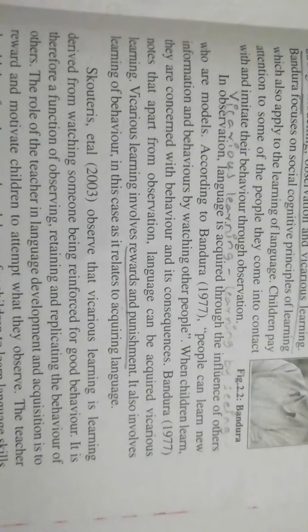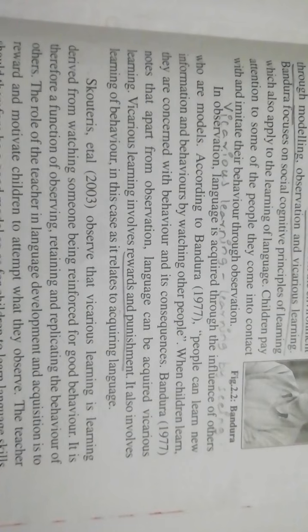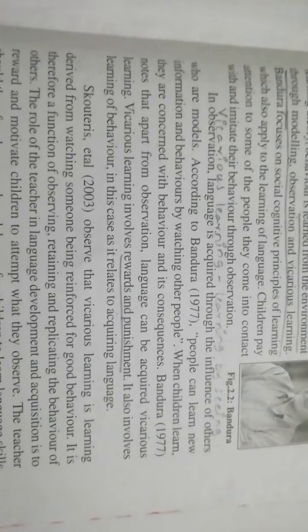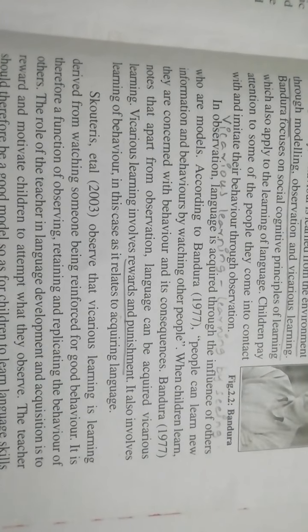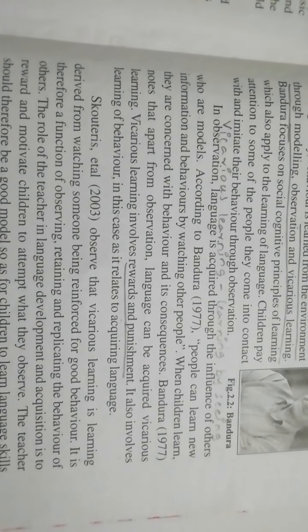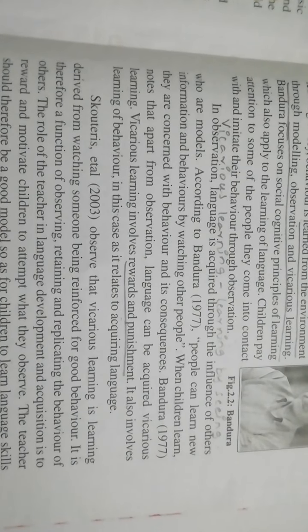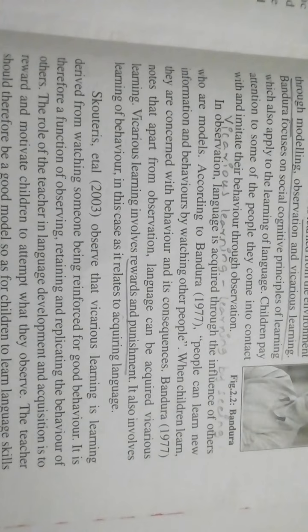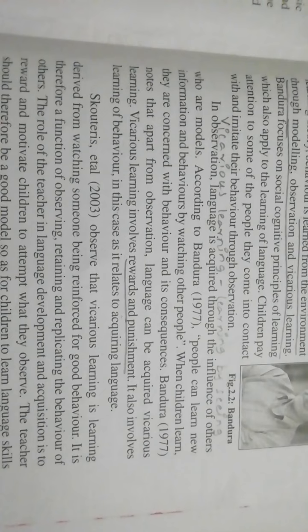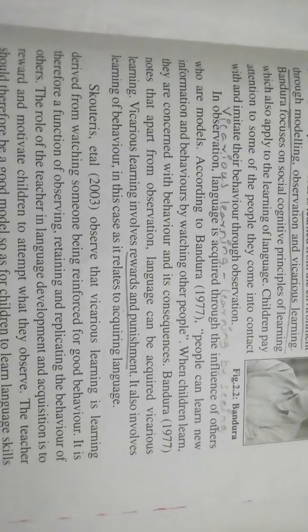That means according to Bandura in 1977, people can learn, that means babies can learn new information and behaviors by just watching other people. If the baby is observing others, they can easily learn new information and behavior just by observing. When children learn, they are concerned with behavior and its consequences. So when the child is learning, that will depend on their behavior as well as its consequences.